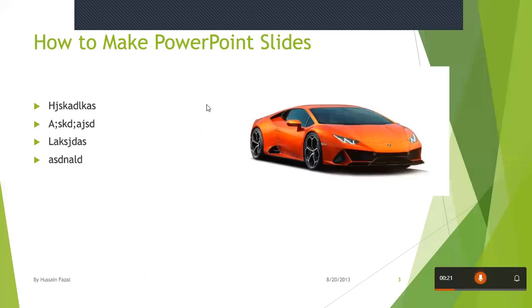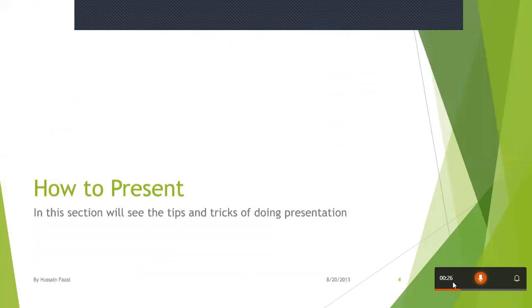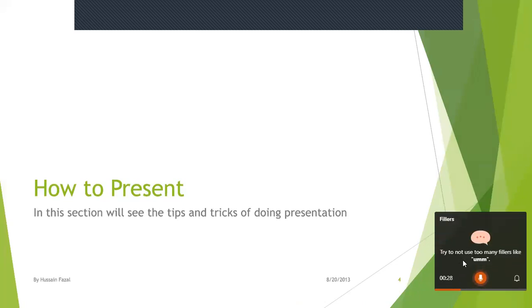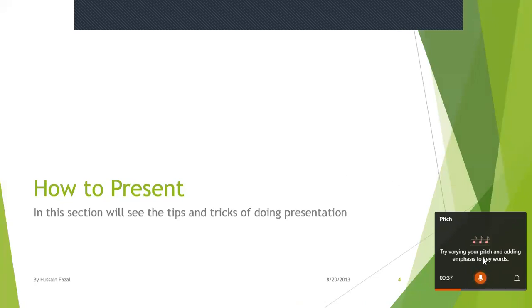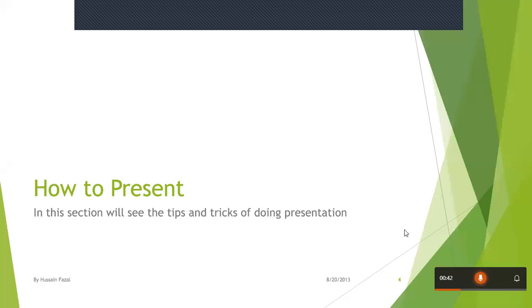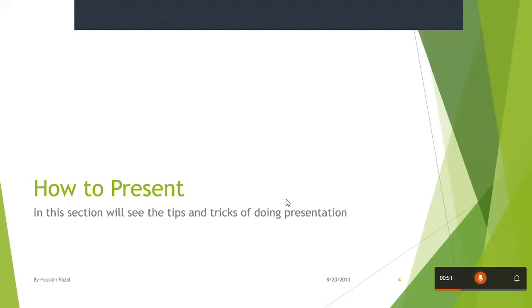Here you can see now the timer is going, and it will show some feedback like "off to a good start and everything." It will tell you to try not to use too many filler words, and to try varying your pitch and adding emphasis to keywords. Okay, now let's say I use too many filler words and I'm thinking, see, try not to use too many fillers like "okay" and "like." If you do those things, it will give proper feedback.